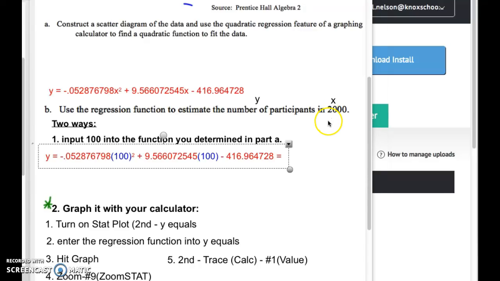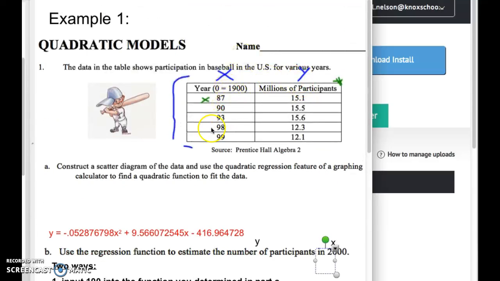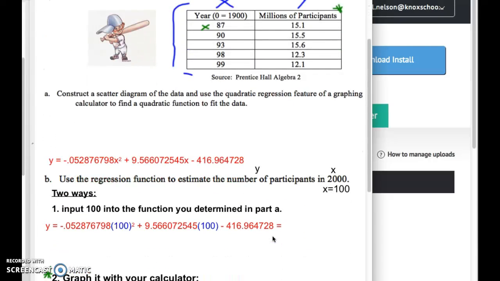Take note that for the X value, it says 2000, but if you look up here, all the years are in terms of 1900, where 0 equals 1900, so they just go up by 1. So 1901 would be 1, and 2000 minus 1900 is 100. So we're going to use X equals 100 for our purposes in this problem.